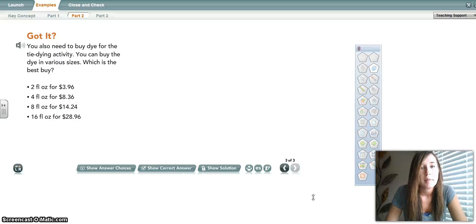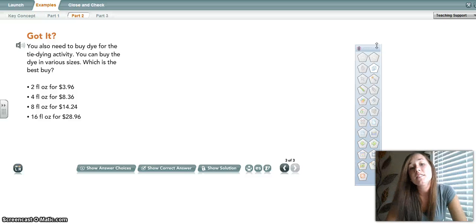You also need to buy dye for the tie-dyeing activity. You can buy the dye in various sizes. Which is the best buy? This one is just like the one we did, so pause the video and try it out. Remember that you want to keep the money on top. We want to know how much per ounce. That'll give us a good comparison between each of the different packages. Pause the video and see how you do.